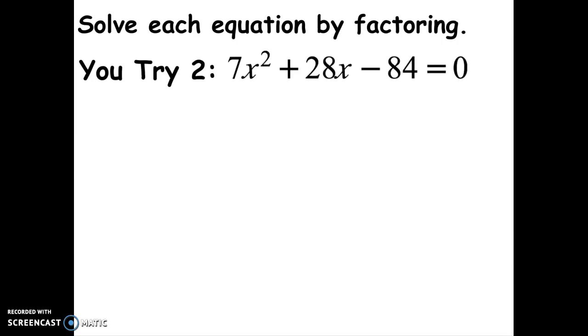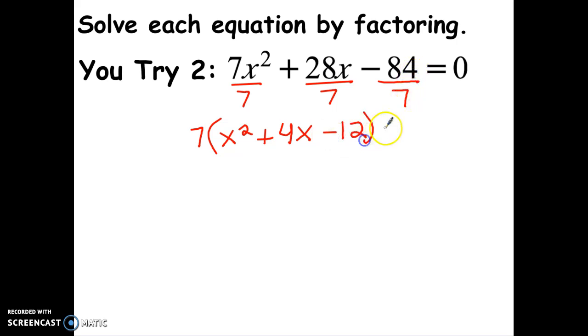All right, so when I look at this, I got big numbers here again. So I want to say, what can I divide all three of these numbers by in order to simplify this function? So I automatically see 7. I can divide each of these by 7. Okay, so if I pull that 7 out, I'm left with x squared. 28x divided by 7 is 4x. And then -84 divided by 7 is -12. Okay, so hopefully you're able to get that far and simplify your function.